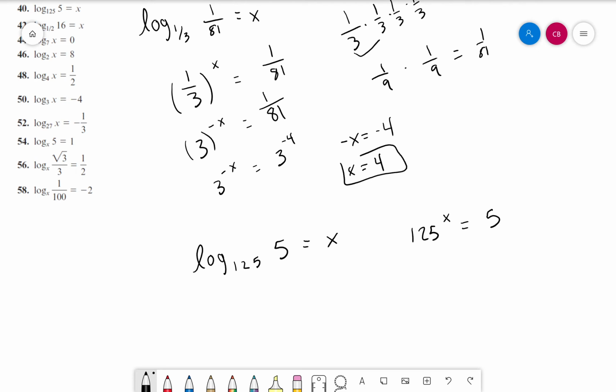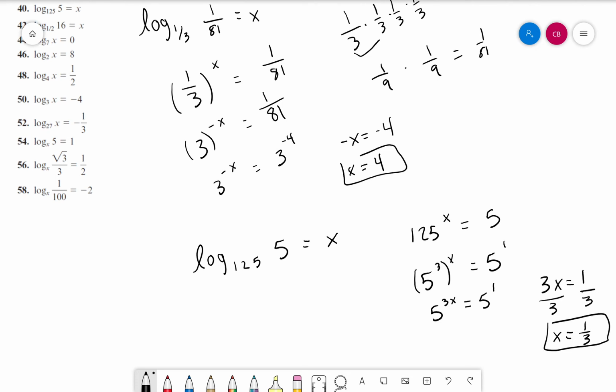We can rewrite 125. We know that 125 is 5 times 5 times 5, so let's write this as 5 to the third, to the x, is equal to 5 to the 1. Well, then we raise powers to powers. We have 5 to the 3x is equal to 5 to the 1, which means 3x is equal to 1, which divided by 3, x is equal to 1/3. And so that should be 1/3. That would be correct.